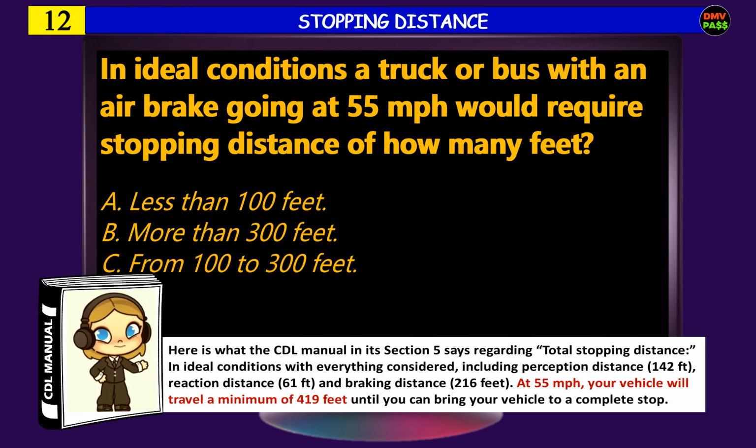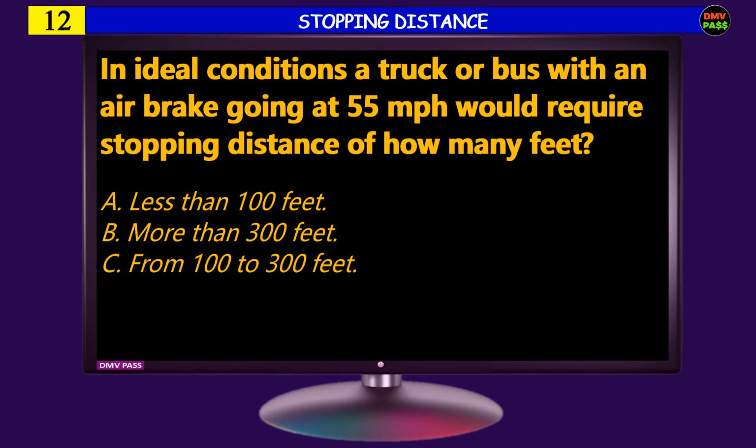Note: here is what the CDL manual in its section 5 says regarding total stopping distance. In ideal conditions with everything considered, including perception distance, 142 feet, reaction distance, 61 feet, and braking distance, 216 feet, at 55 miles per hour, your vehicle will travel a minimum of 419 feet until you can bring your vehicle to a complete stop. So, the correct answer is B. More than 300 feet.